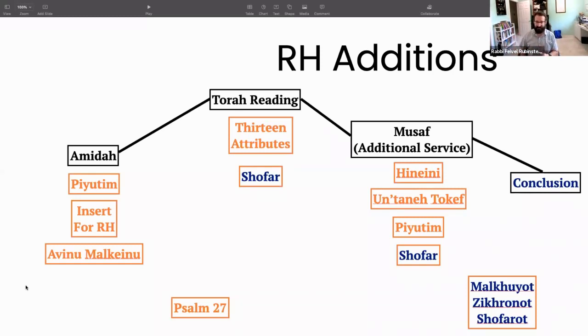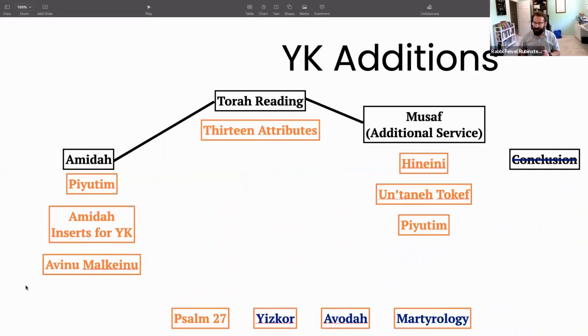That's Rosh Hashanah. Yom Kippur is very similar, with slight differences. The Amidah is the same. We add in piyutim, an insert obviously for Yom Kippur and not Rosh Hashanah, and with Avinu Malkeinu. In the Torah reading, we have the 13 attributes, no shofar. For Musaf, we still have the Hineni, Unatana Tokef, and piyutim.